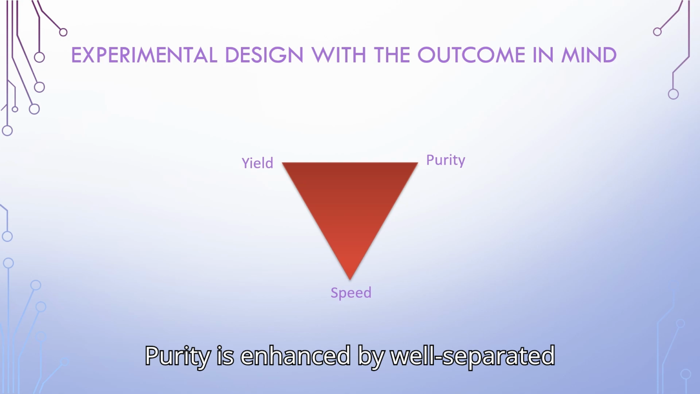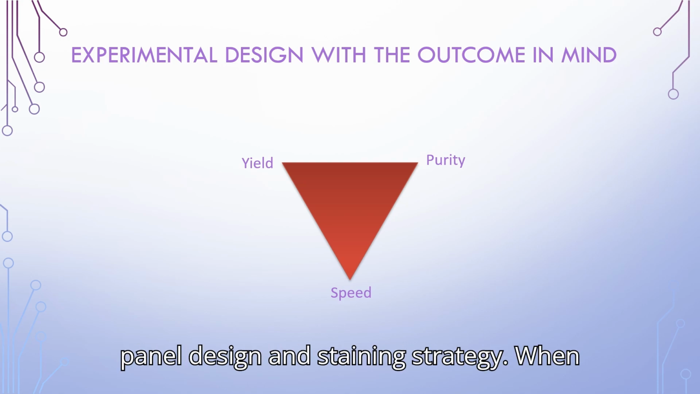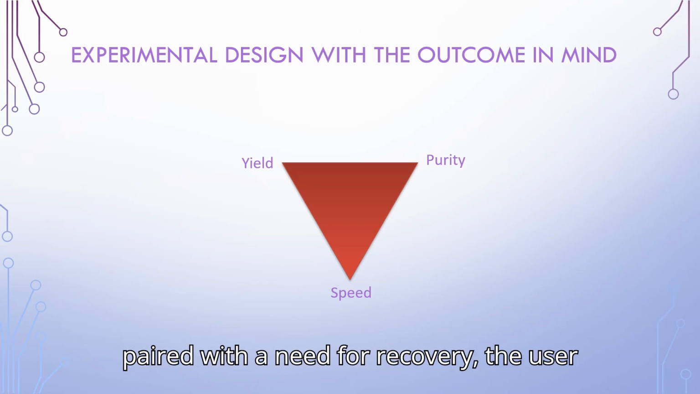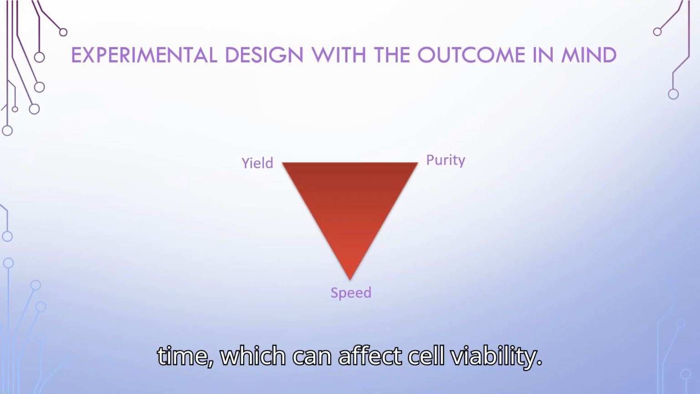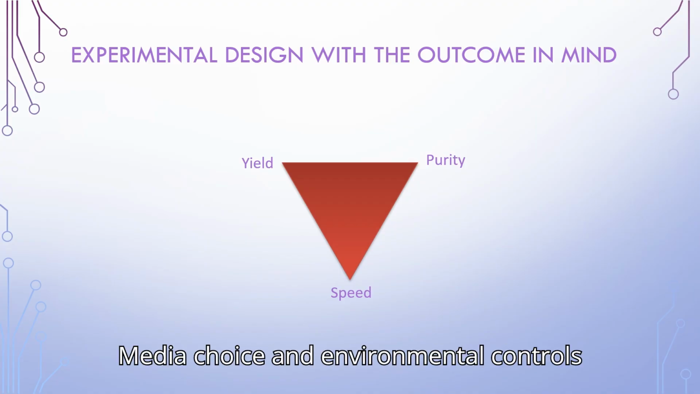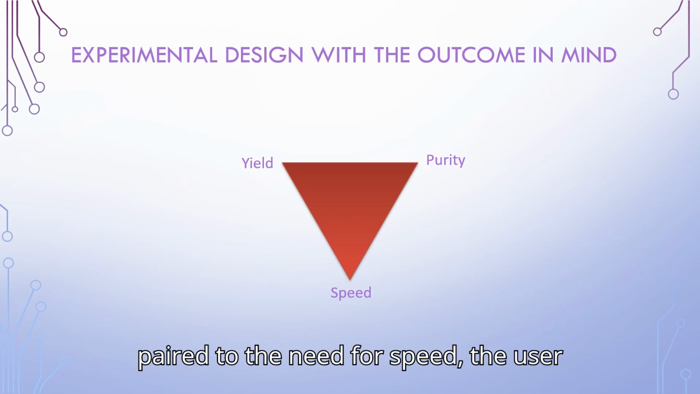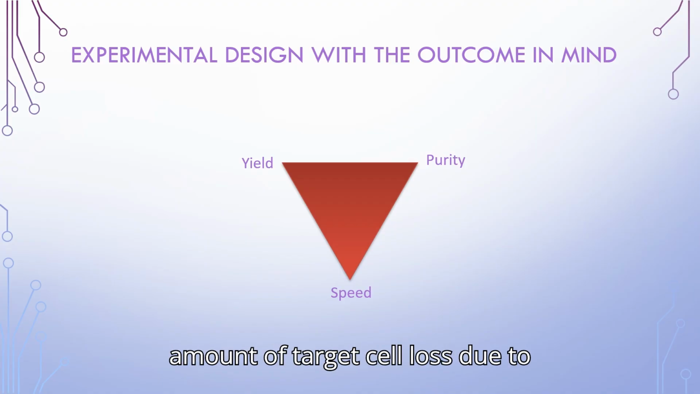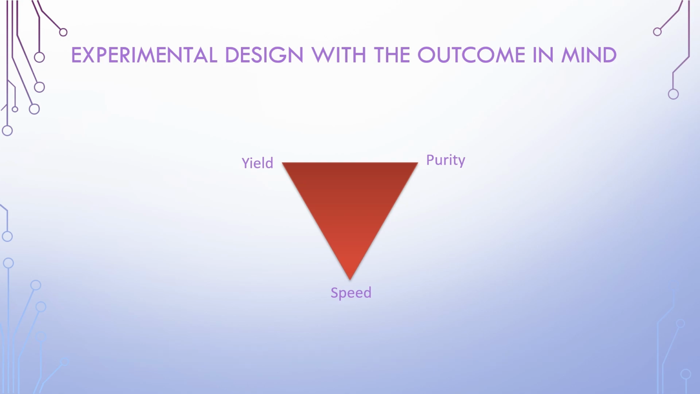Purity is enhanced by well-separated detection, which is greatly influenced by panel design and staining strategy. When paired with a need for recovery, the user must allow for lower speeds and greater time, which can affect cell viability. Media choice and environmental controls quickly become critical. When purity is paired to the need for speed, the user must be willing to accept a significant amount of target cell loss due to coincidence. This use case is typically reserved for sorting into plates or for downstream omics testing.